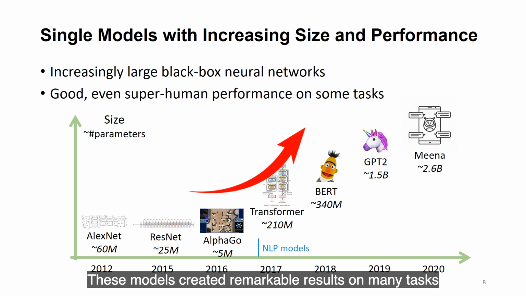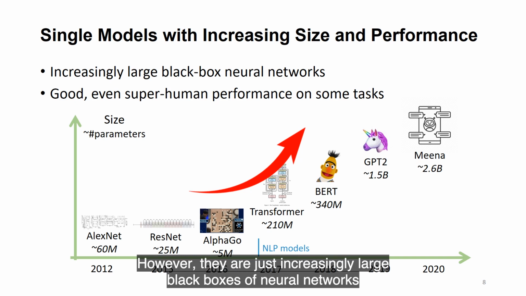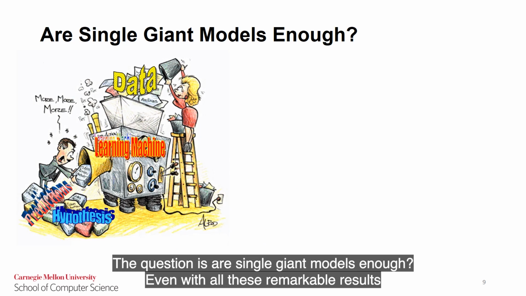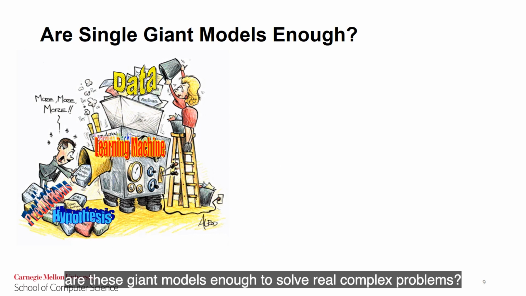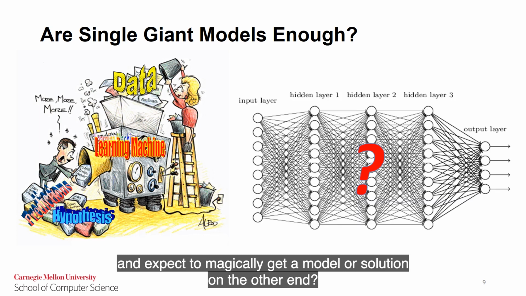These models created remarkable results on many tasks, such as visual, text, and game domains. They are very good models, however, they are just increasingly large black boxes of neural networks. The question is, are single giant models enough? Even with all these remarkable results, is this giant model enough to solve real complex problems? Can we just dump whatever data into learning machines at one end and expect to magically get a model or solution on the other end?